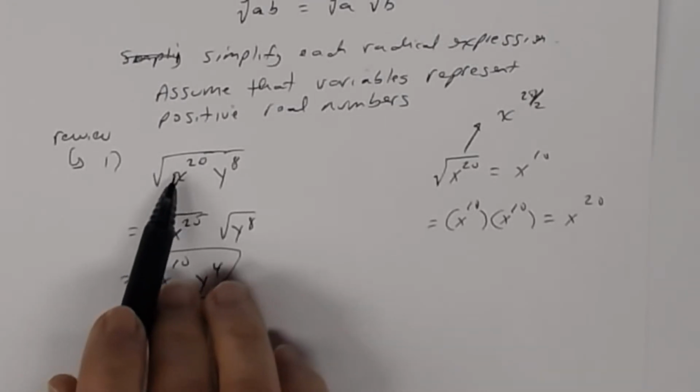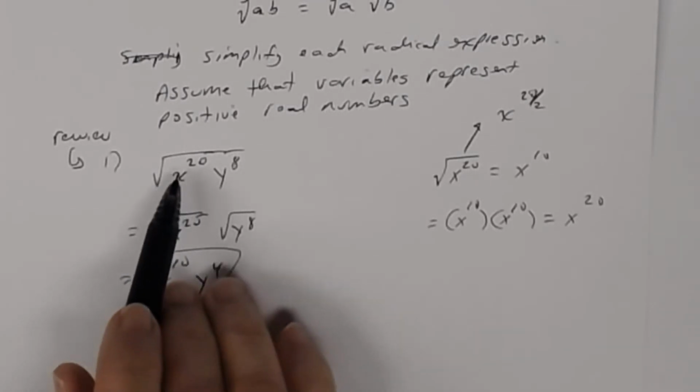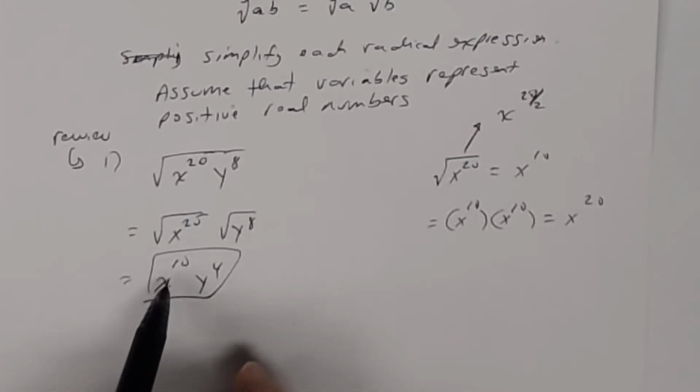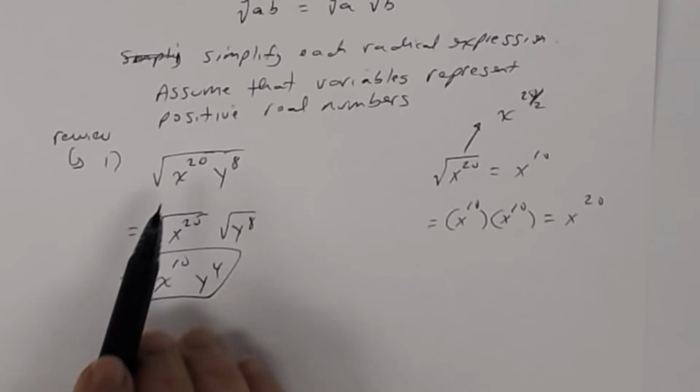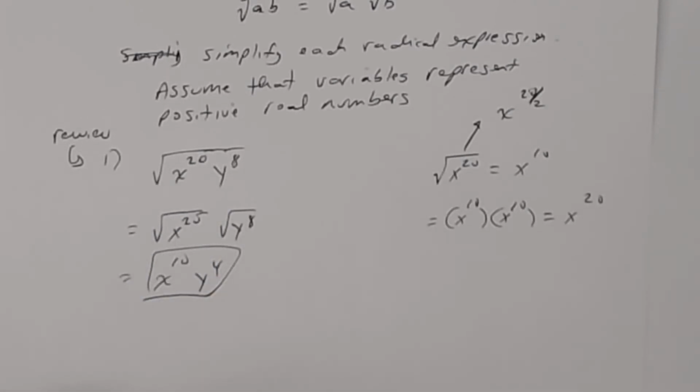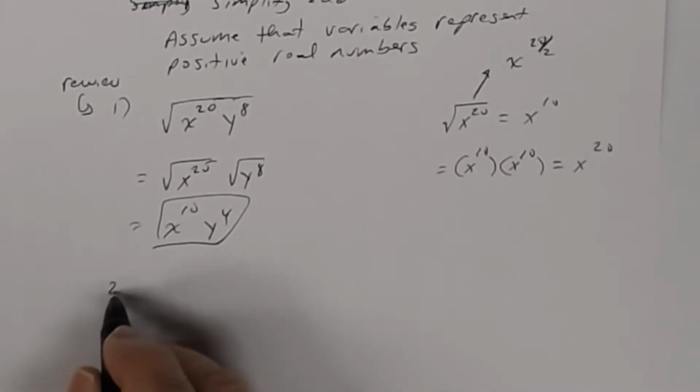Now, most students will go from here to here because that's an easy one to deal with. They can see right away that x to the 10th times itself is x to the 20th. Y to the 4th times itself is y to the 8th. Okay? All right, now let's look at number 2.